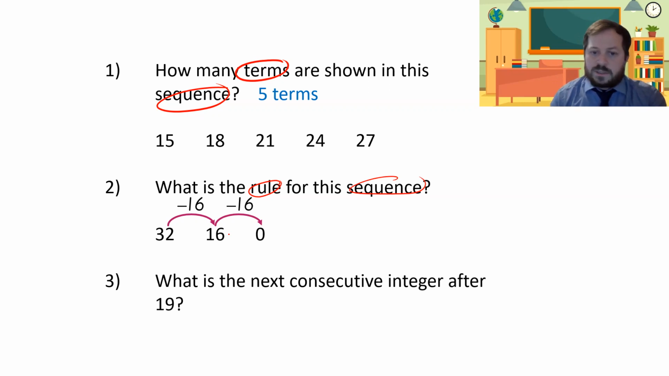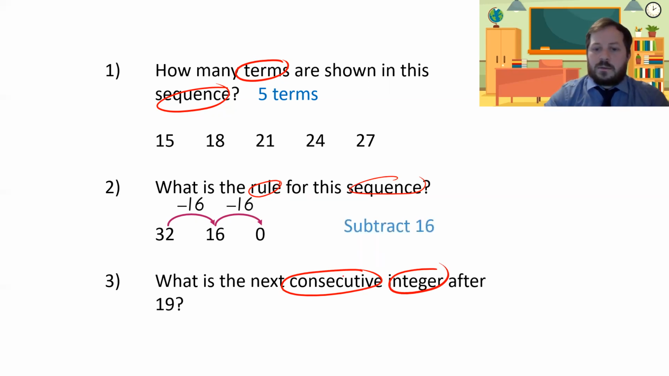And the next one here is, what's the next consecutive integer after 19? There's 2 words we need to think about: consecutive and integer. Consecutive just means next, the one after the one you're looking at. Integer means whole number. So what is the next consecutive integer after 19? Well, it would be 20. Integers mean whole numbers, and that's really important that we remember that.